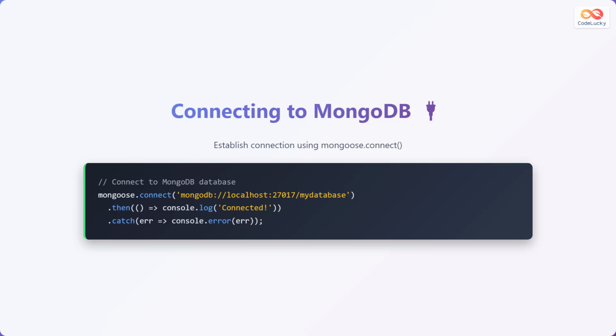To establish a connection to MongoDB, use the mongoose.connect method. This method takes a connection string as its argument, which specifies the location of your MongoDB database. Here is an example: mongoose.connect, passing the string mongodb://localhost:27017/mydatabase. Then use the then method and catch method to print messages on successful connection or on error.